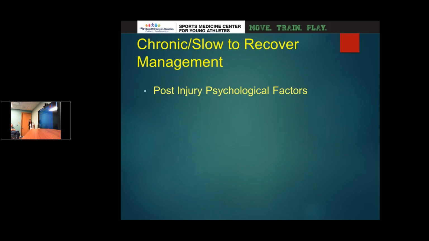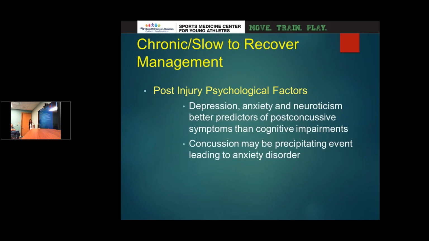Now, some of these psychological factors enter into play a lot, okay? Depression, anxiety, neuroticism, they're better predictors of post-concussive symptoms than cognitive impairments, okay? So if they have a history of this, sometimes they'll have more post-concussive symptoms. You guys can understand why, right? Because they get more anxious. They get sad because this injury happened. They were doing great this year, and all of a sudden, boom, they're not that athlete that they want to be this year. It was their senior year. Concussion may precipitate an event leading to anxiety disorders. Sometimes that can lead into something that was underlying but not diagnosed until the concussion happened, okay?